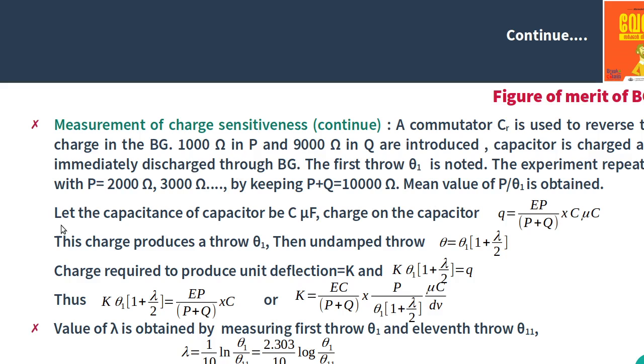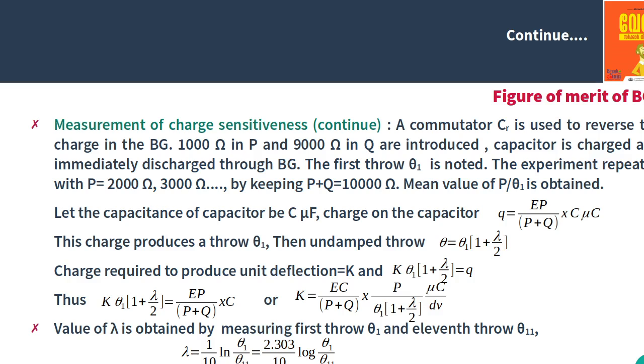Then after the first experiment, we will make P 2000 and Q 8000, and we will keep P plus Q as 10,000. Again, we will use the potential across P and charge the capacitor, and immediately we will discharge through the BG, and we will note the first throw theta 1 and the 11th throw theta 11. We will find P by theta 1 for the second one, and also theta 1 by theta 11 for the second value, that's for 2000. Then we will go to 3000. We will keep the resistance value 3000 in P, and like that we can do a number of experiments. You can do 10 or 11, however many you want.